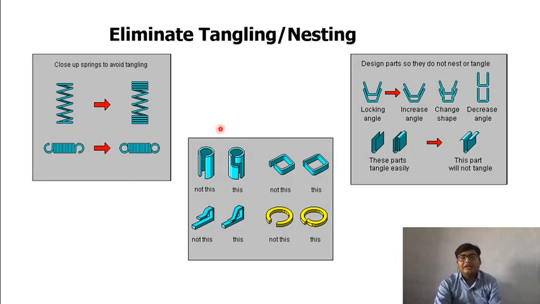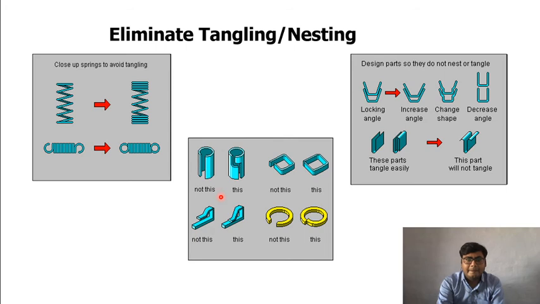Also, tangling and nesting of parts while manufacturing or while assembly is a big issue. We many times see that the springs we are picking up are tangled with each other. Sometimes when we pick up some parts, other parts come out with them. So how to avoid those kinds of issues? The first is to close up springs to avoid tangling. If the spring end is open, there are chances that another spring will tangle in this area. If we close this end, then tangling chances will be reduced.